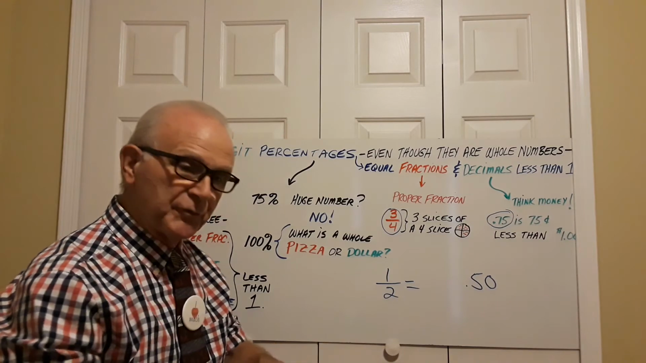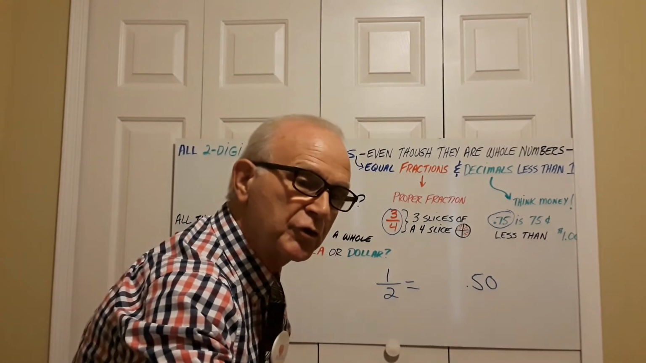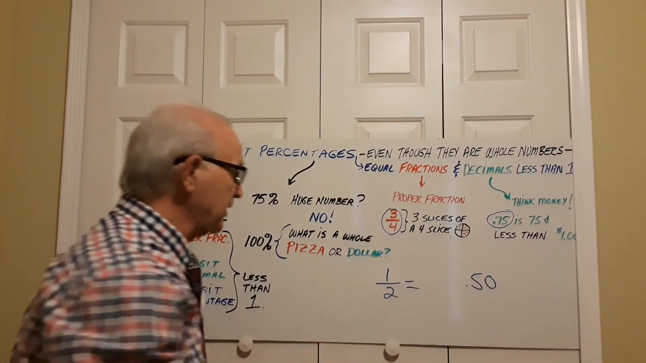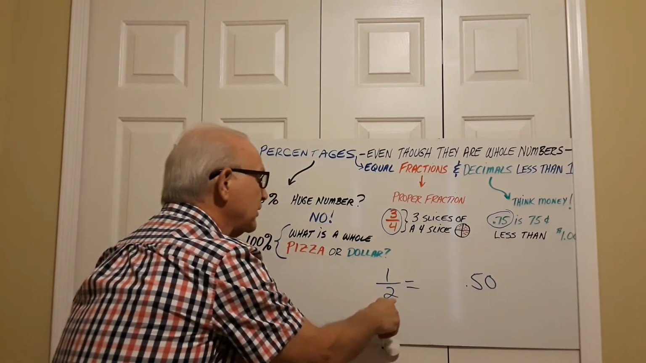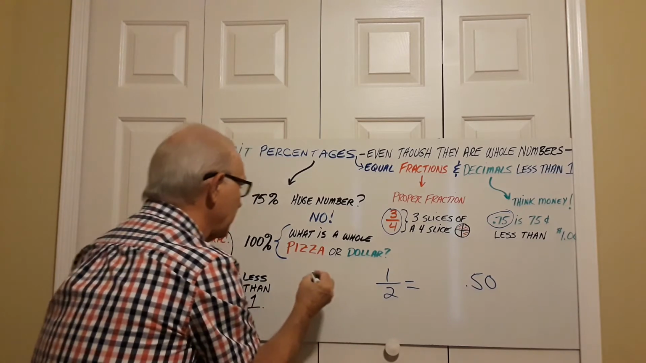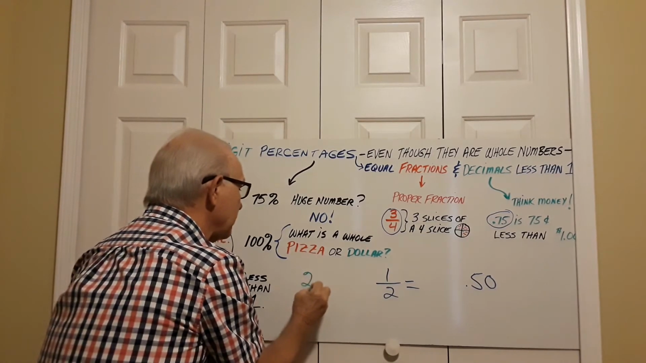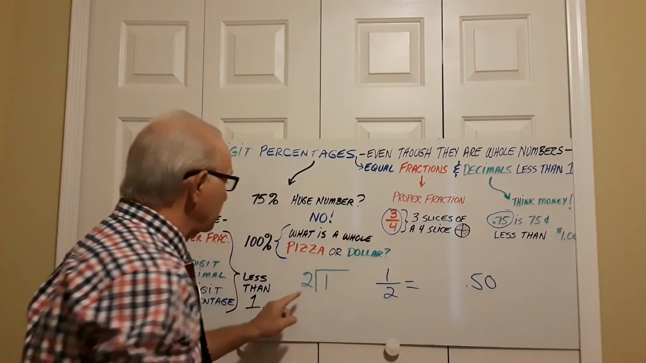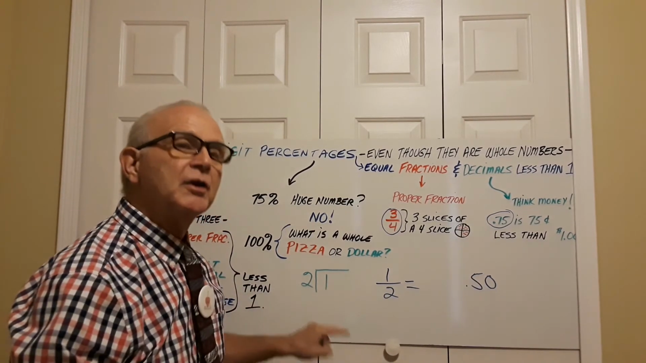Well, let me do it. Let me do this one and show you how easy this is. If you don't know what 1/2 is as a decimal, well, okay, let's divide the denominator into the numerator. I'll do it right here. The denominator is 2, and the numerator is 1. Does 2 go into 1? No.